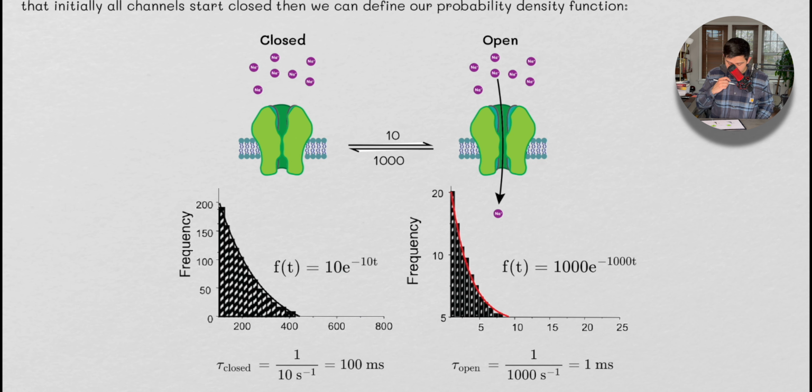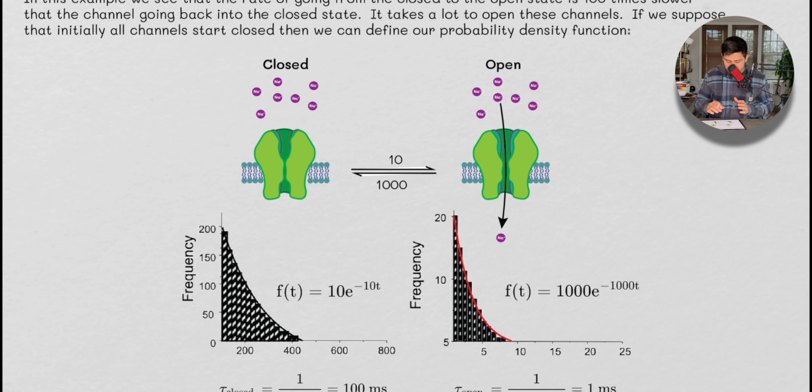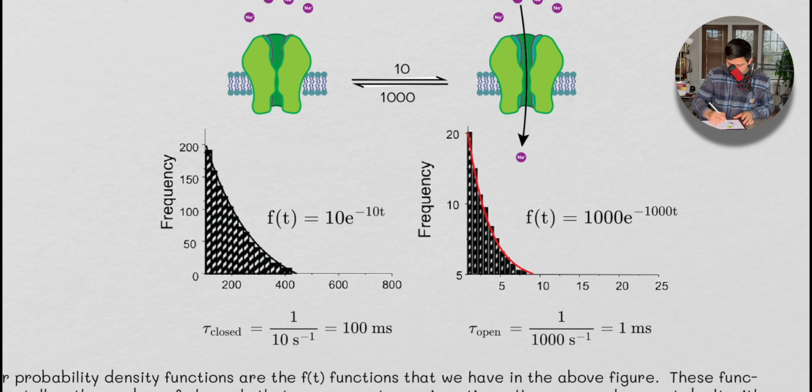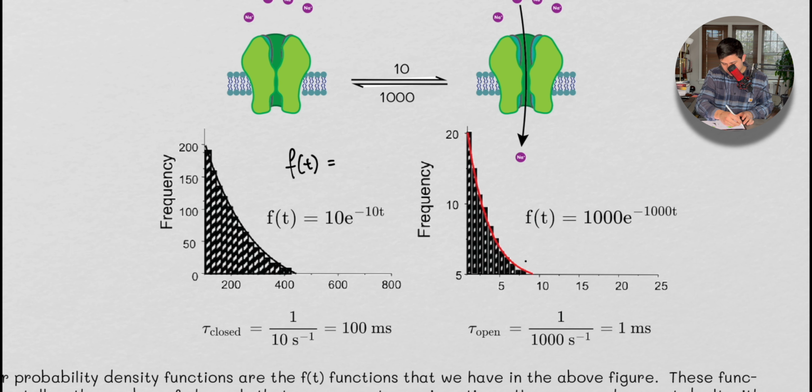Our probability density function we're going to define as f of t, equal to, say, the time. Or actually, no, this is the rate. The rate we said was beta, or alpha.